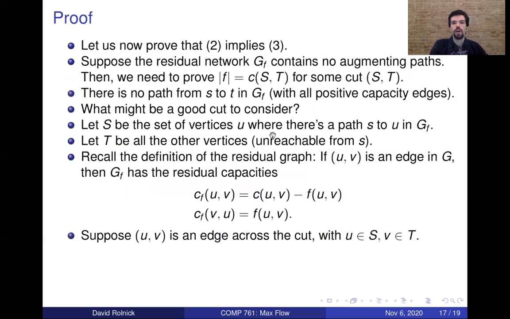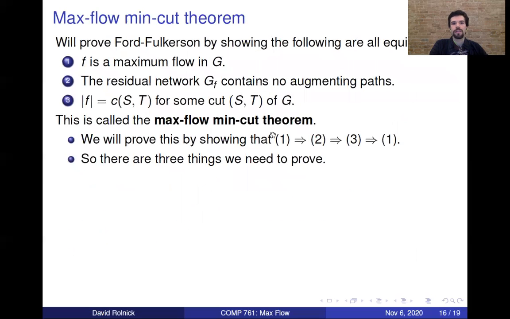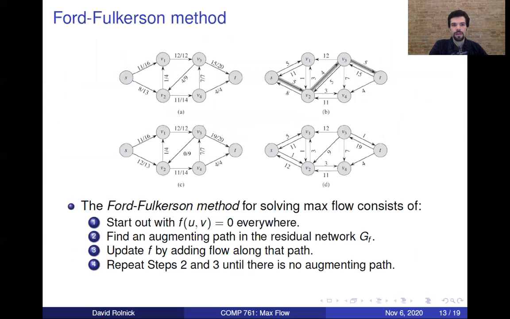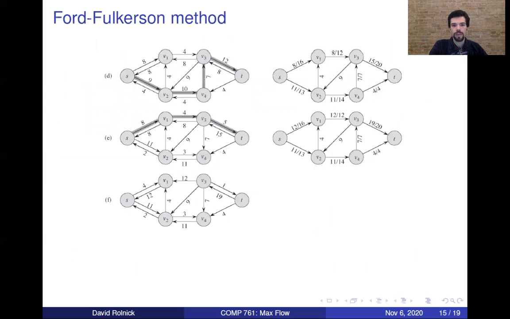Let me show what this looks like in this picture here. So this was a situation where we couldn't do anything more. These are the vertices which are reachable from S. This is the set S. And this is the set T. These are the ones which aren't reachable. You can see that there are no edges from here to here. That's just by the definition of reachability.